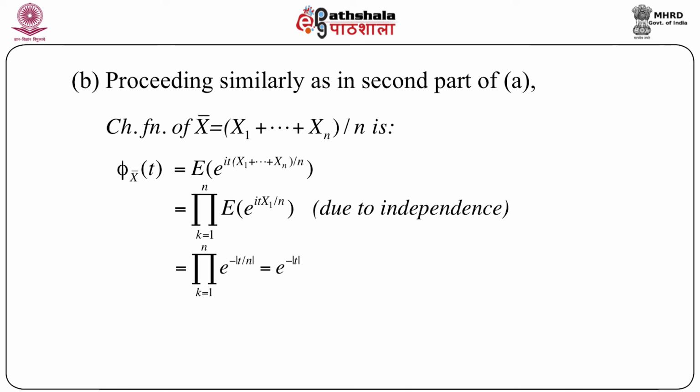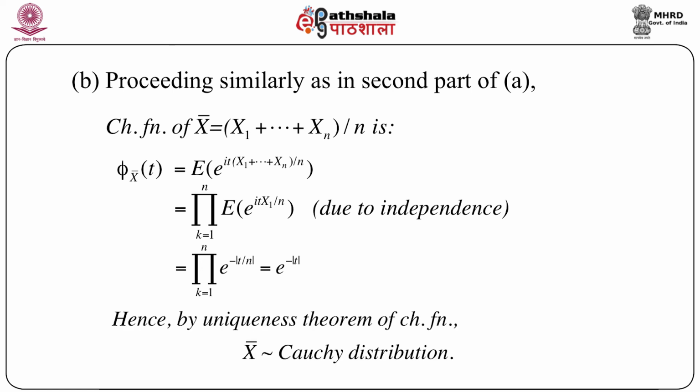So it is straight away clear that the characteristic function of x bar is nothing but the characteristic function of a standard Cauchy distribution. Hence by the uniqueness theorem of characteristic function we can immediately say that x bar has a Cauchy distribution, or rather a standard Cauchy distribution. So we have seen some very interesting problems.